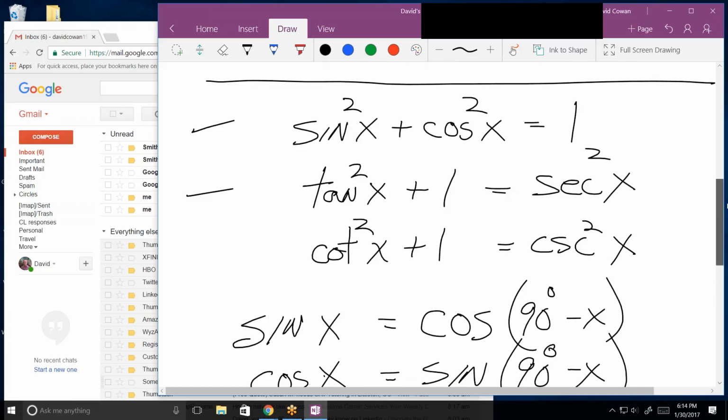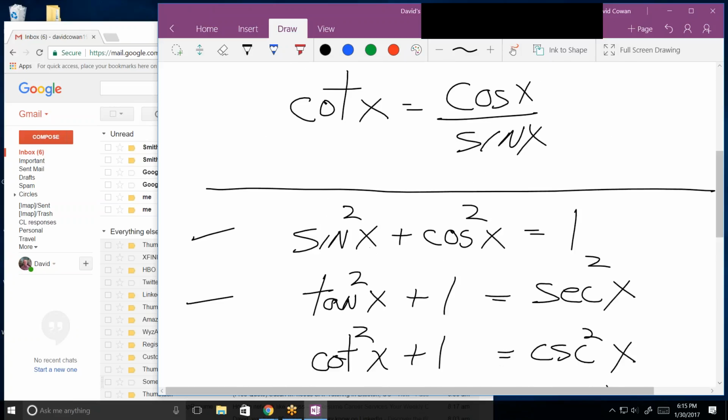And now if we go back up to these three what are called Pythagorean identities, they're called Pythagorean because everything's squared. Notice that the cotangent is the cofunction of tangent, still plus 1, and it's equal to the cosecant squared, which is the cofunction of secant squared. So you really only have to memorize those two to figure out the third.